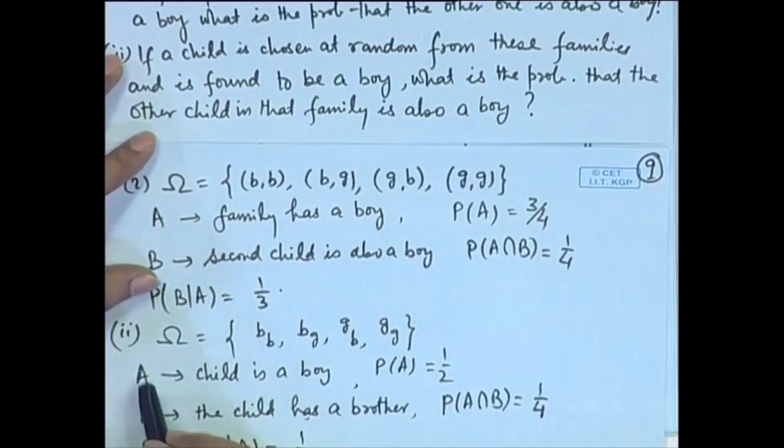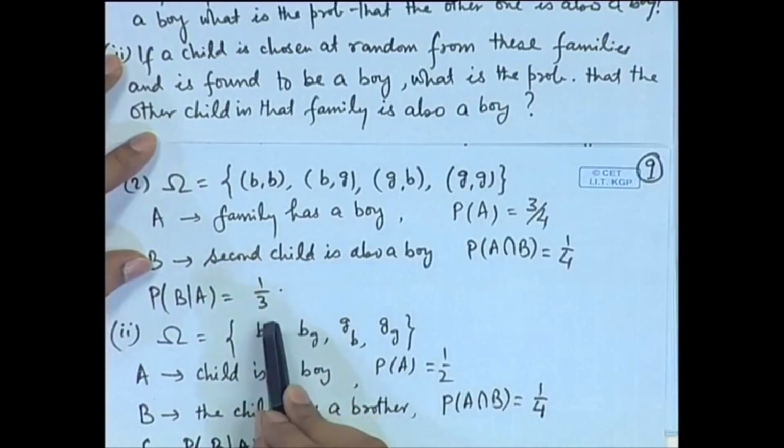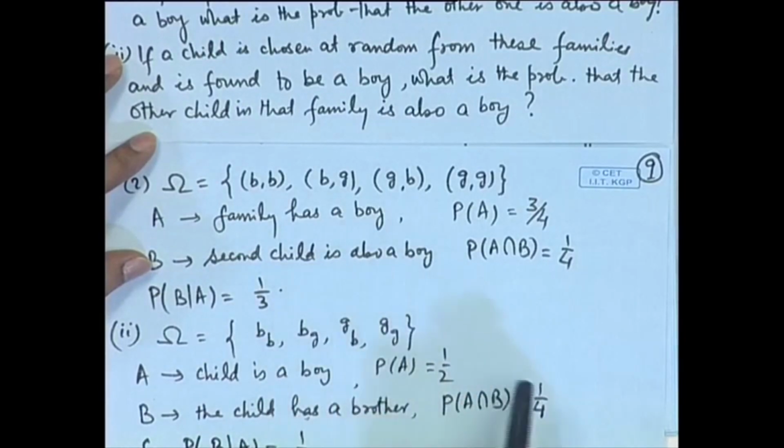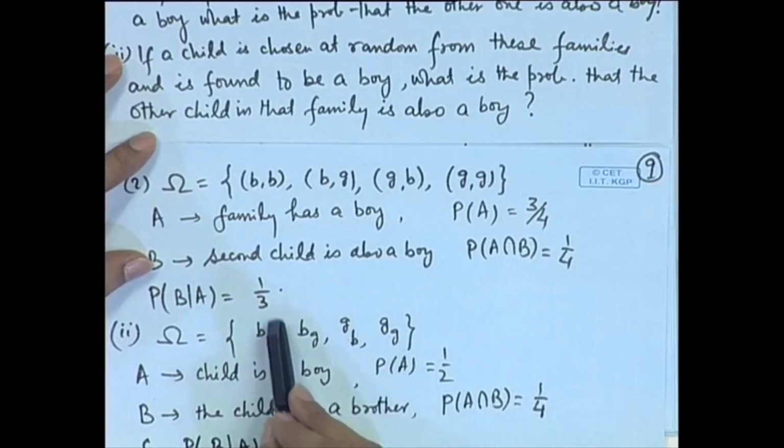So, what is the probability that the child is a boy? It will be simply half, because it could be a boy or it could be a girl, both are 2 possibilities. B, the child has a brother. So, if I look at the probability of A intersection B, it means the child is a boy and it has a brother. So, it is this possibility, that is 1 by 4.